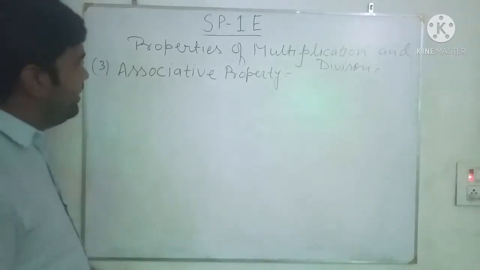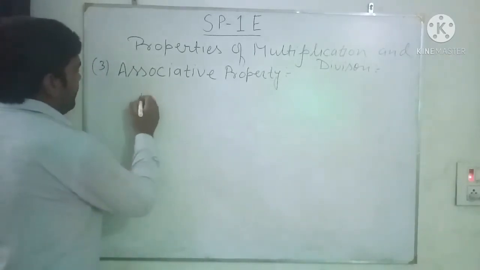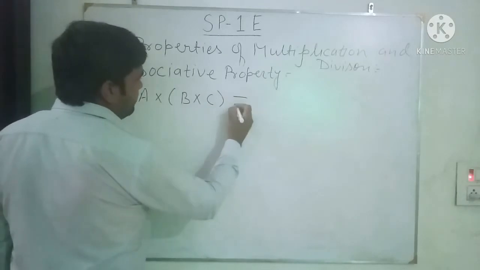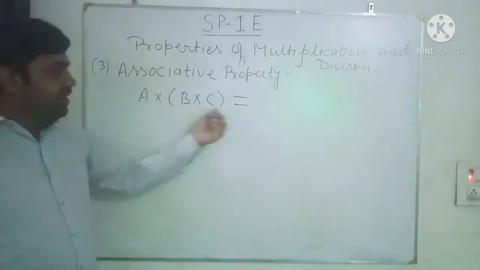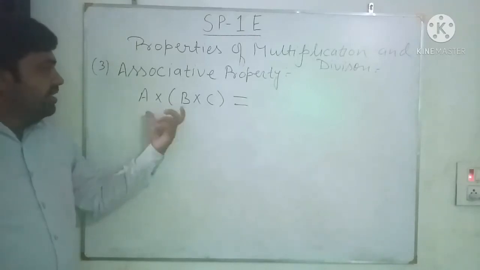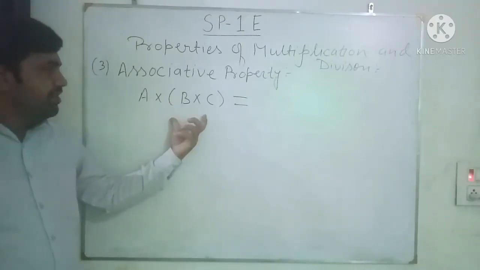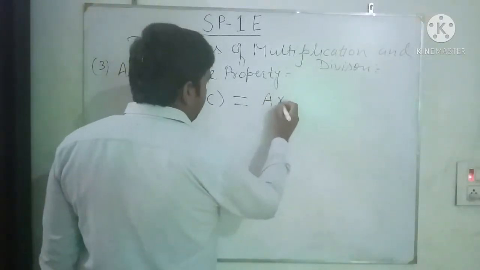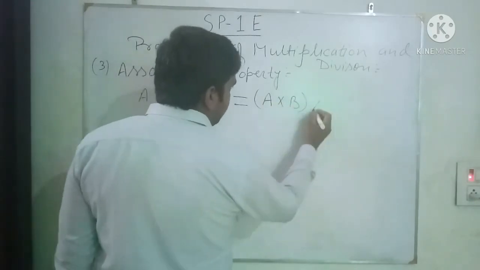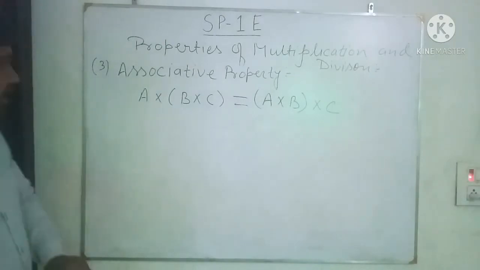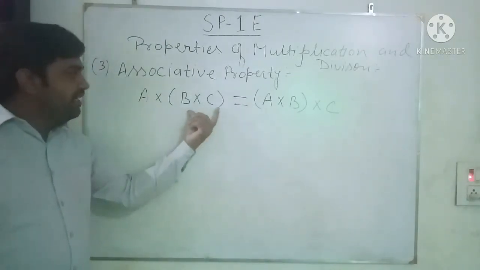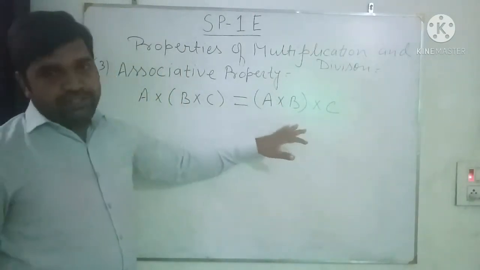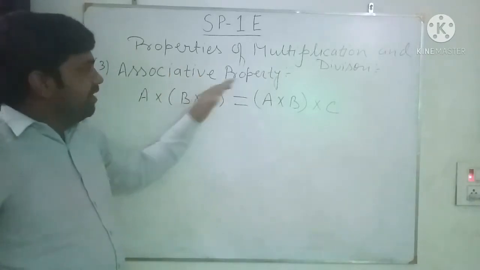So if you take 3 or more integers, suppose a multiply b multiply c is equal to, here we have taken 3 integers a, b and c. The product of these 3 integers will not change if we change the order of the multiplication. Here, a multiply b means in the product of a and b we multiply c. See, here we have changed the order. Here we have multiplied a in the product of b and c, and here in the product of a and b we multiplied c. The order is changed, but the product will not change.